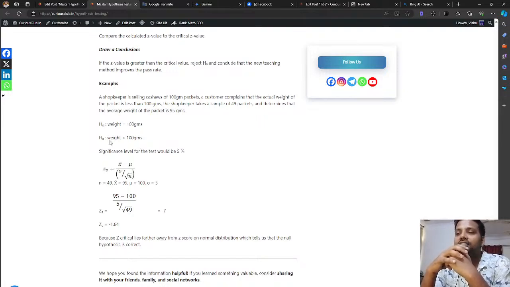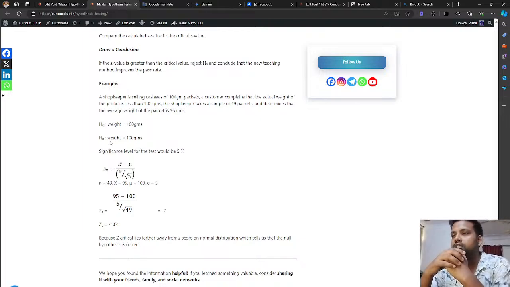The significance level for this test we are taking as 5%. I told you this is the standard taken everywhere. Then you will have to calculate two more things: first the Z statistic, or Z score, and then Z critical. To calculate the Z score, there is a formula: x bar minus mu. X bar represents the mean of the sample data, and mu represents the mean of the population. Sigma represents the standard deviation.